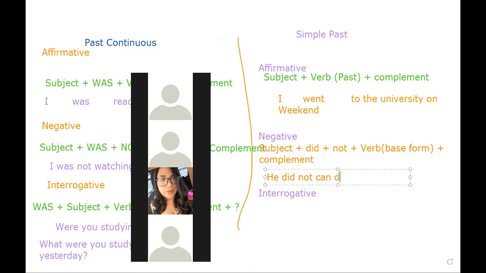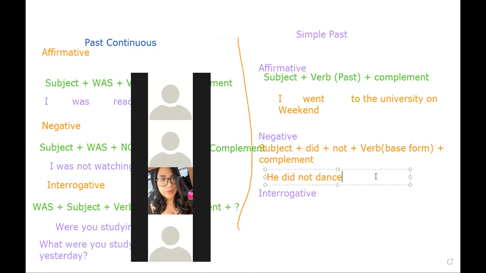Oh, but in this way we have to change some things here. He did not dance. We're going to use this. Okay. He did not dance because we are referring to something that happened in the past. And if we use can, we're using another auxiliary verb and also it's referring to something else. I will explain that later.